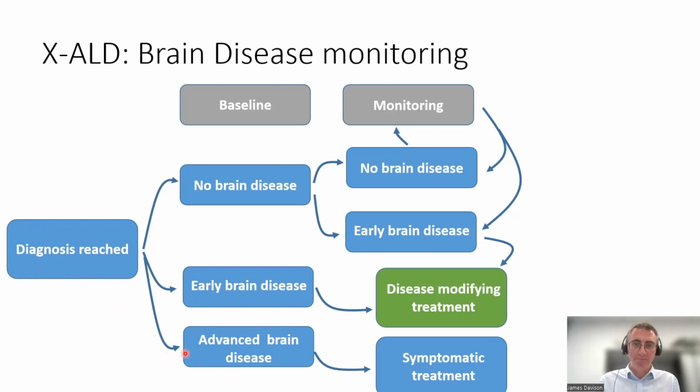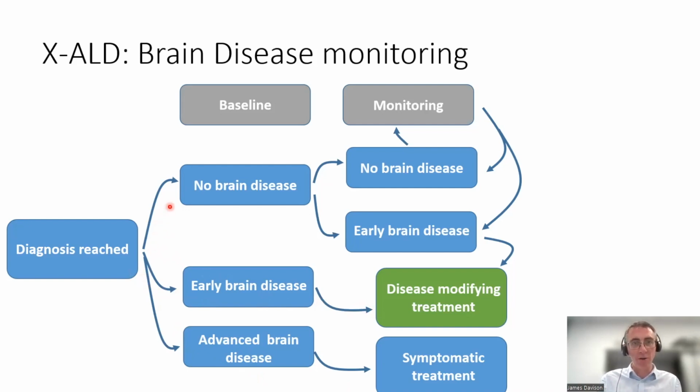In that situation, where those disease-modifying treatments are not considered suitable, the management is going to very much focus on the symptomatic treatment options. If we make the diagnosis, either because of some neurological problems or because you've had an adrenal crisis and the brain scan, the baseline shows early brain disease, then we've got the option to consider those disease-modifying treatments.